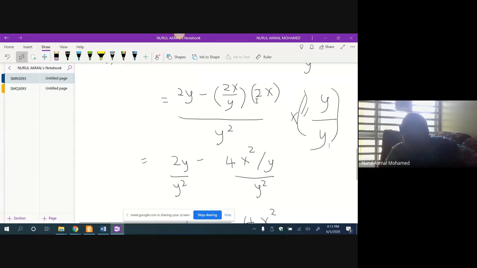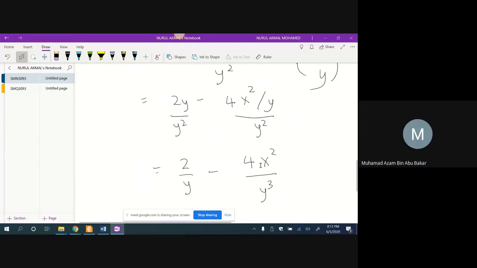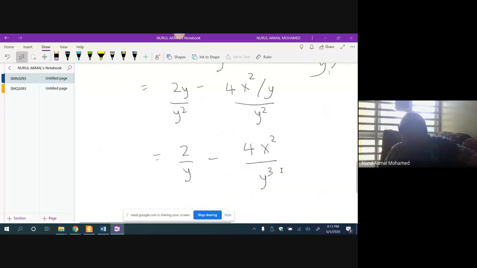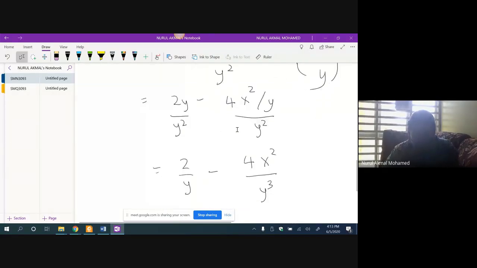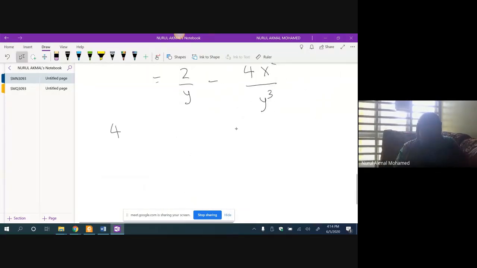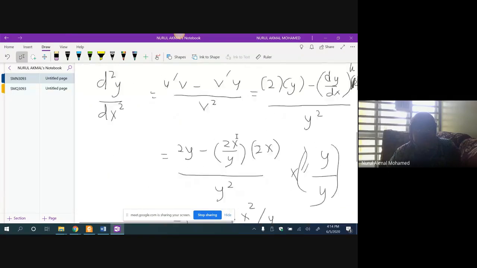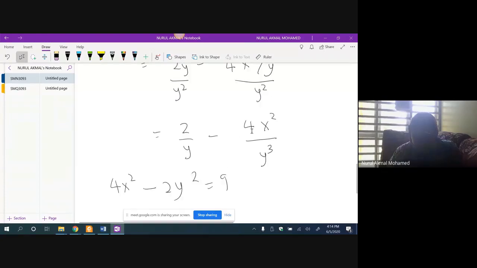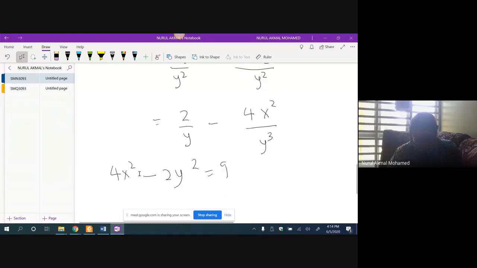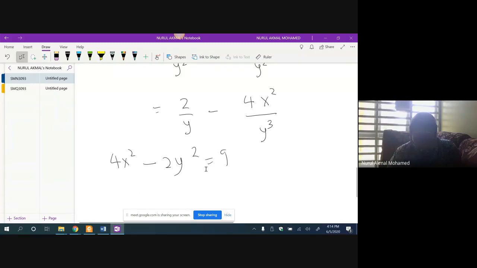4x squared. I think this is correct. 4x squared divided by y, or y squared. Okay, whatever it is, we have to make use of this. 4x squared minus 2y equal to 9. Okay, so let's write it. 4x squared minus 2y, squared, equal to 9. Okay, let's think on how we can simplify this by using this equation here.